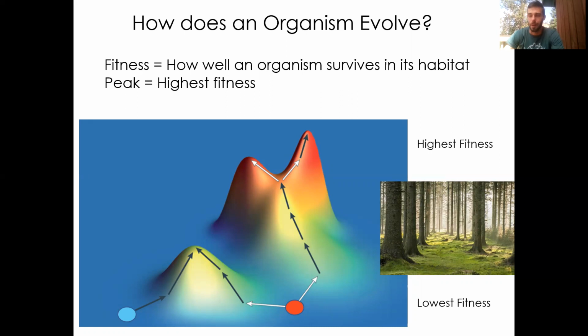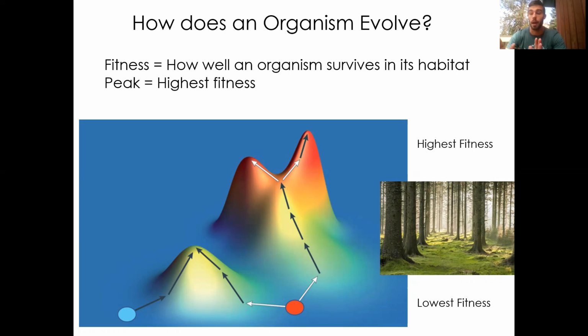And to do that, we have to talk about fitness. And fitness is how well an organism survives in its habitat. Let's pretend we're in a landscape, tons of big rolling hills. The top of that hill is going to be the highest fitness for a particular organism, and where it's flat is going to be its lowest fitness. So let's imagine we have two organisms. One is blue and one is red. Two different species living in a forest.